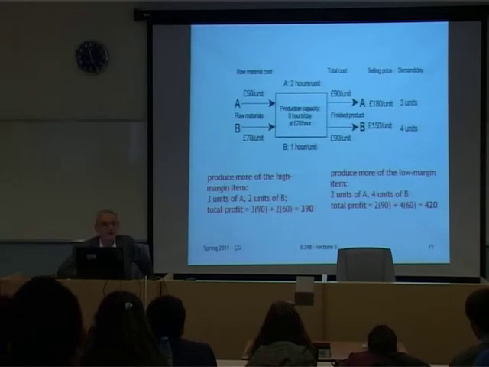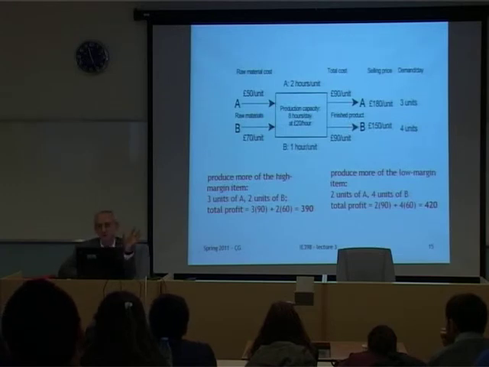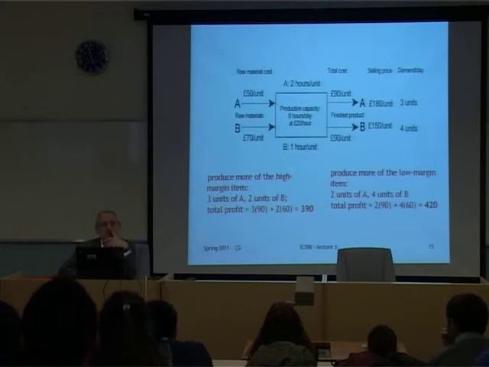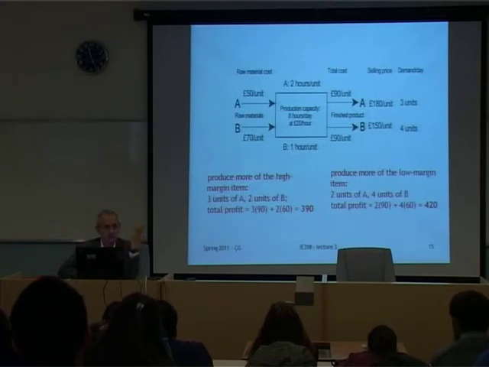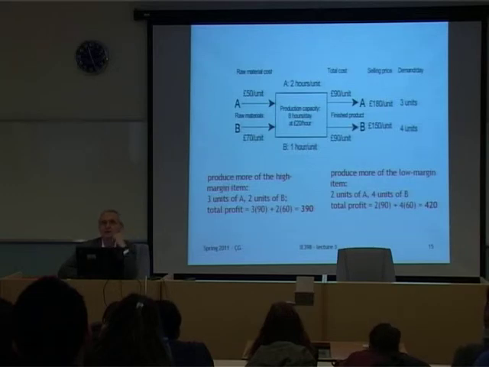But the selling prices are different. Product A can be sold at 180 pounds. It's more expensive than product B, which can be sold at 150 pounds. So the profit margin in product A is how much? 90 pounds out of 180 pounds of price. 90 pounds is your profit. And for product B, the margin is only 60 pounds.